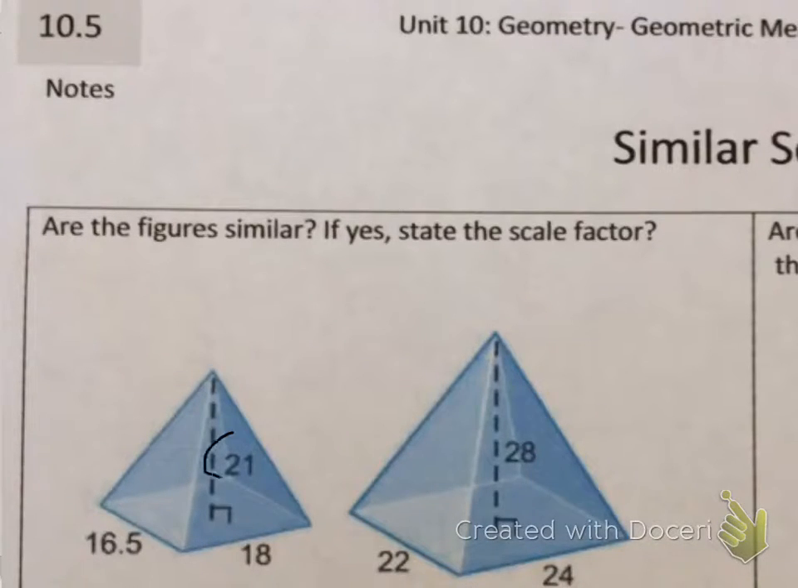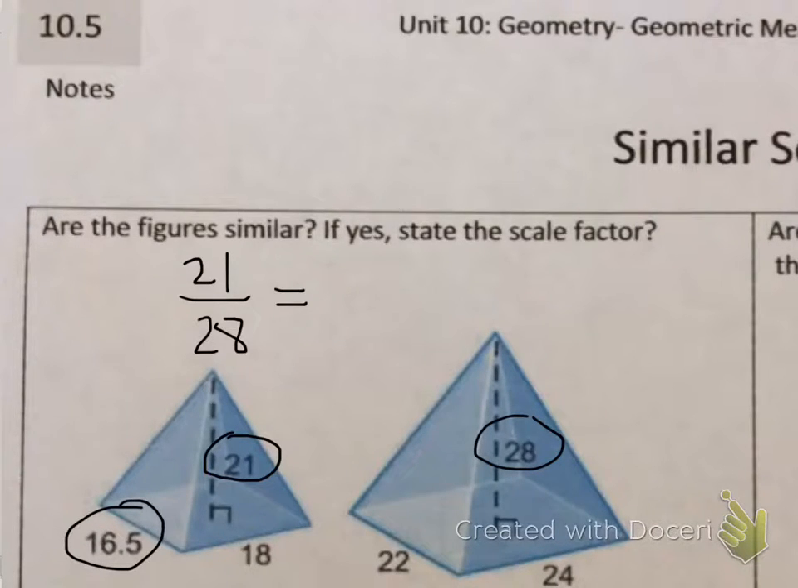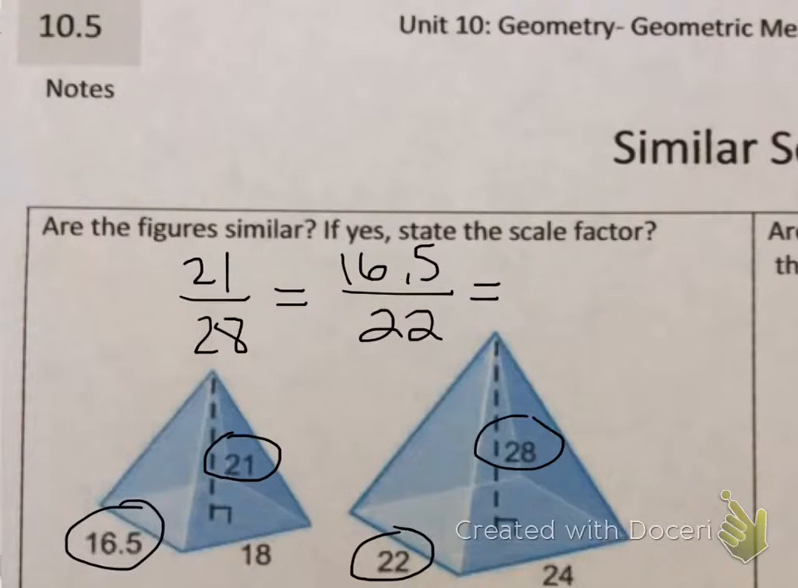So I'm going to compare similar parts. I'm going to compare the height of the small one to the height of the big one, and I'm going to find that scale factor. I'm just going to let my calculator simplify that for me. Then I'm going to compare other similar sides. So the 16.5 is the same side that is associated with the other pyramid, which would be equal to 22. And then I'm going to compare that last side, which is 18 over 24.